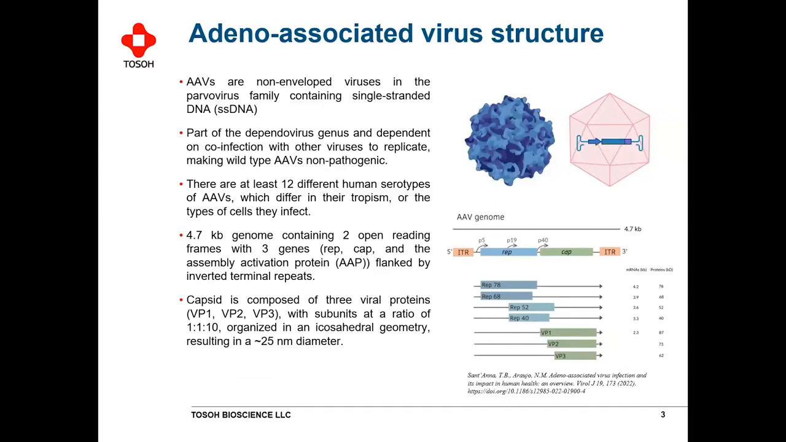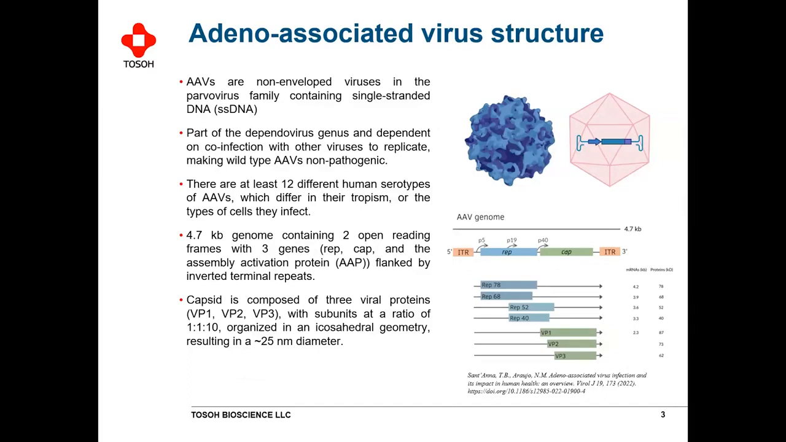A little background on what an AAV is. AAV stands for adeno-associated virus. It is a non-enveloped, single-stranded virus that belongs in the Dependovirus genus. It is dependent on co-infection with other viruses to replicate, which makes wild-type AAVs non-pathogenic. There are at least 12 different human serotypes, which differ in their tropism, meaning which tissues they infect.